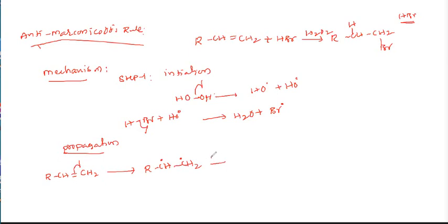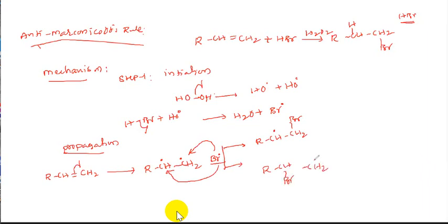Again, the bromine radical attacks. Here two possibilities are there. First, attacking this carbon gives RCH•-CH2Br. The other possibility, attacking the other carbon, gives RCH(Br)-CH2•.